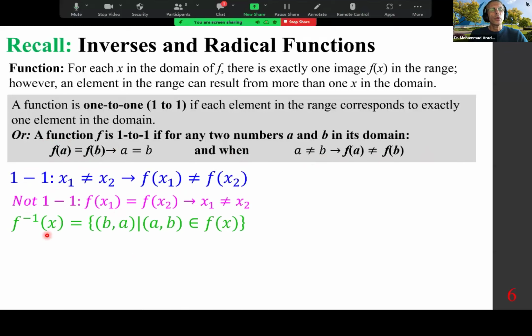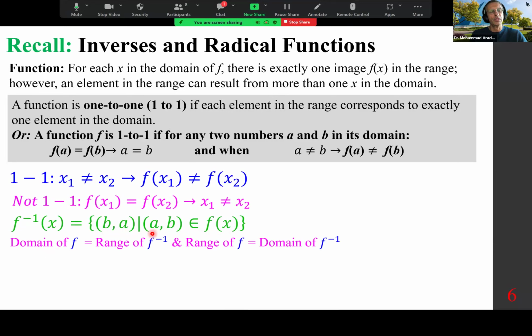One way to understand the concept of inverse functions. F inverse of x is defined as the pair b comma a such that a comma b would be an element of f of x. I've explained this in the previous recording. So simply interchange x and y, in this case, a and b. Domain of f equals range of f inverse, and range of f equals domain of f inverse.